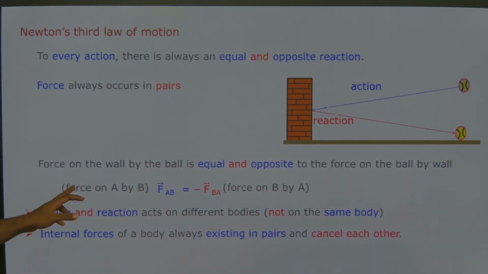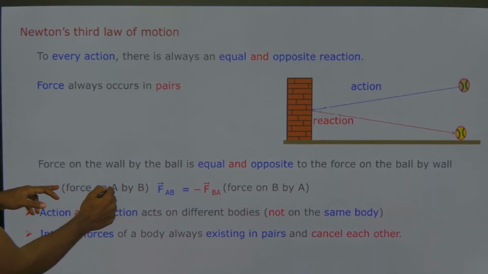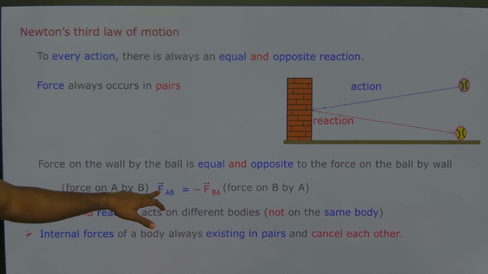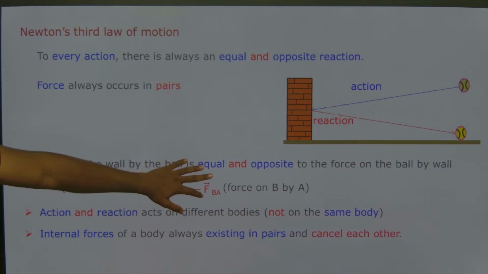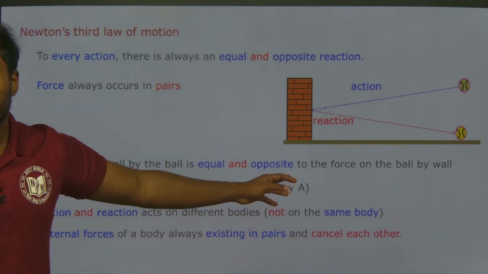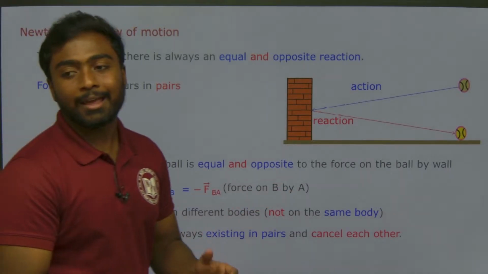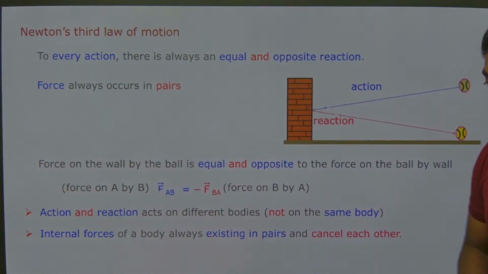So a force on A by B, force of AB, will be equal to minus of BA, like it will be in the negative sign, that's it. Take it.